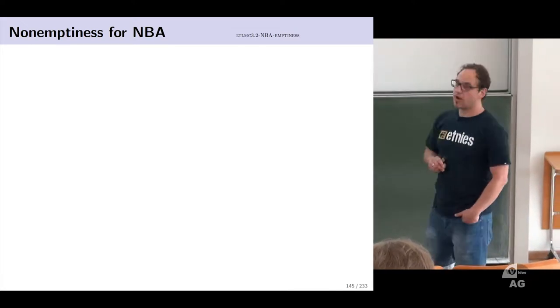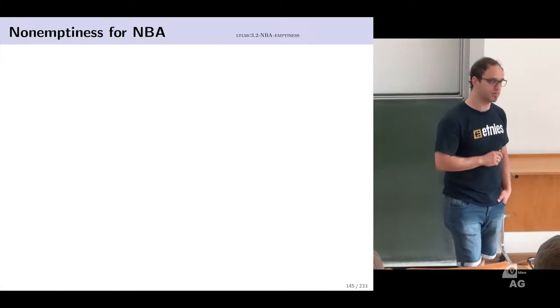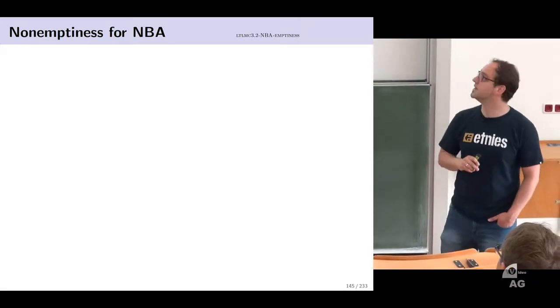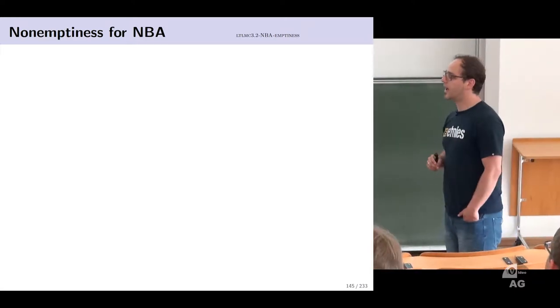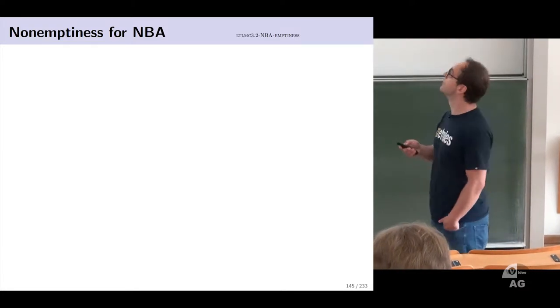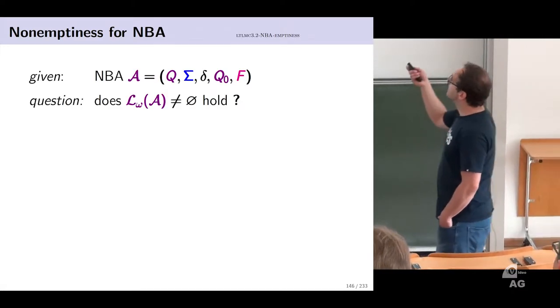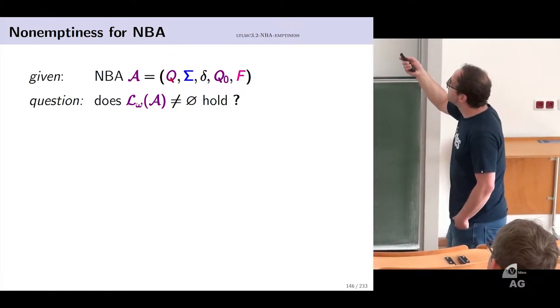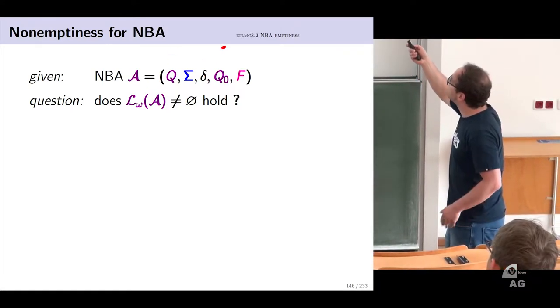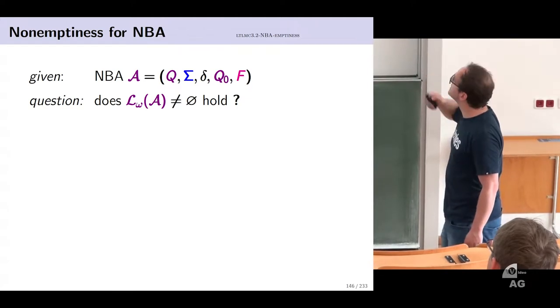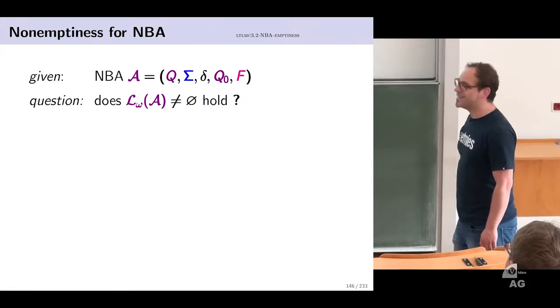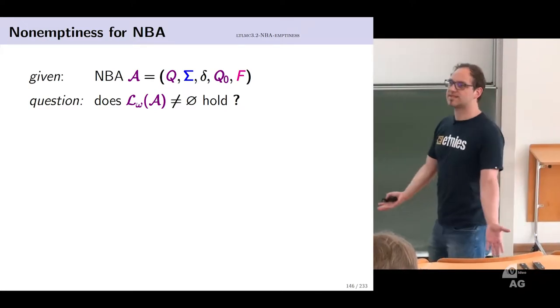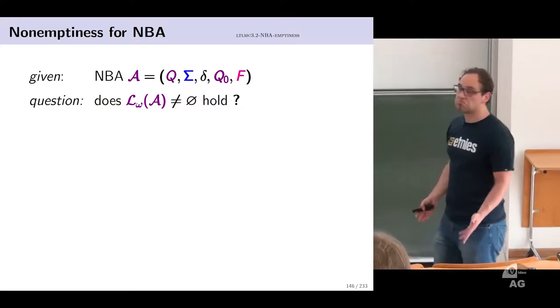So let's start with non-emptiness for non-deterministic Büchi automata. You're also going to need this in the follow-up lectures and algorithms. So the question is, given a non-deterministic Büchi automaton, set of states, alphabet, transition function, initial states, accepting states, is there some word that is accepted by the automaton?